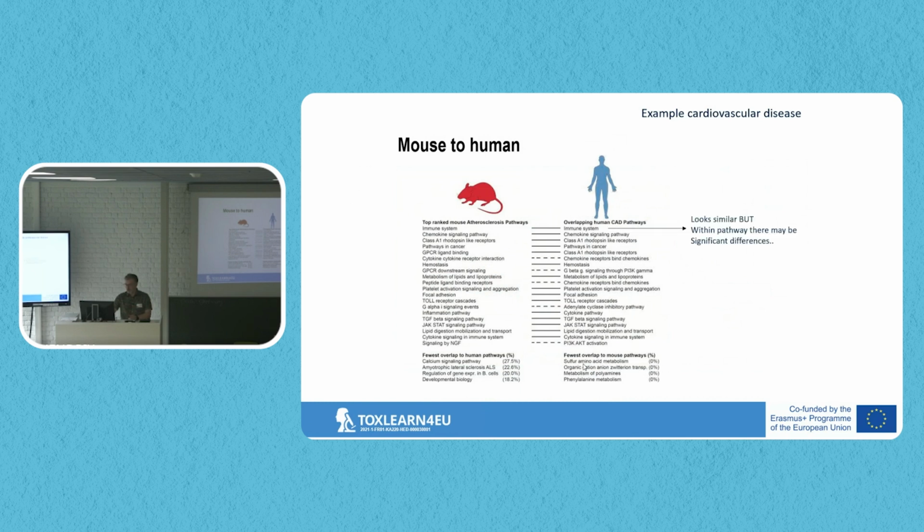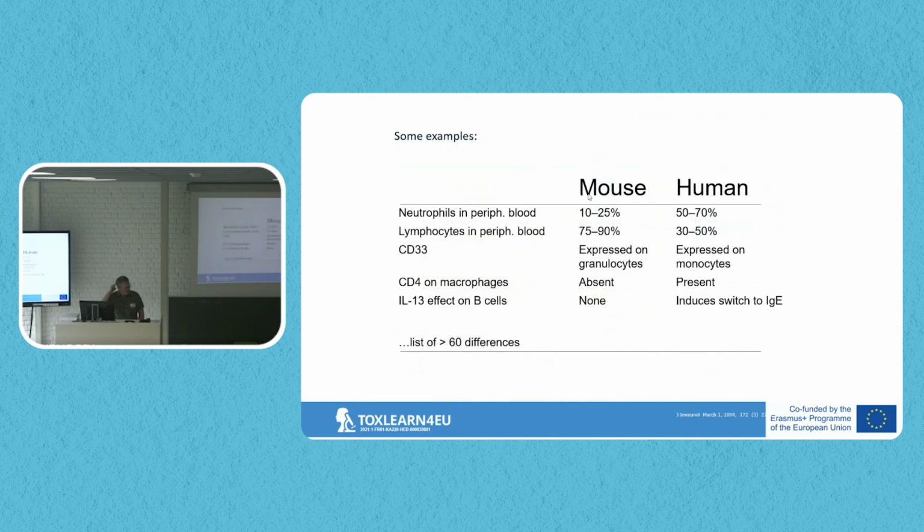Also with regard to the immune system, this list says that there is an overlap between the immune system in the mouse and in the human. Of course, it looks very similar, but there are some significant differences. I just put some small differences here on the board already. Neutrophils in the peripheral blood: in humans, 50 to 70% of our white blood cells in the circulation are neutrophils. In the mouse, it's only 10 to 25%. In the mouse, the majority of cells are lymphocytes. In humans, it's not. So the blood composition in the mouse is already different compared to the human.